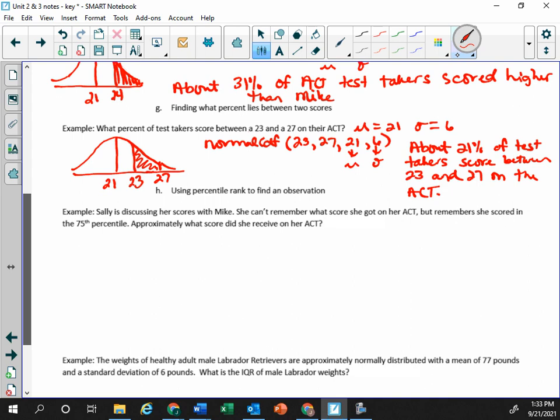Okay, so on this one, all we know is that Sally scored in the 75th percentile. So we have to kind of work in reverse from what you were doing before. So I'm still going to make a picture, just because it's a good habit to get into. So we were talking about the ACT, which remember was centered at 21. So guys, what percentile does that score of 21 line up with? 50th, okay? So if she's the 75th percentile, she'd be somewhere over here, right? We okay with that?